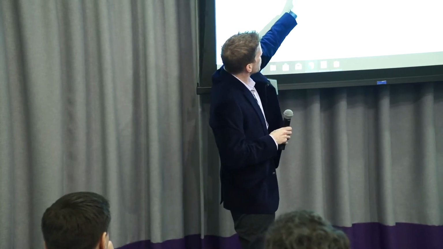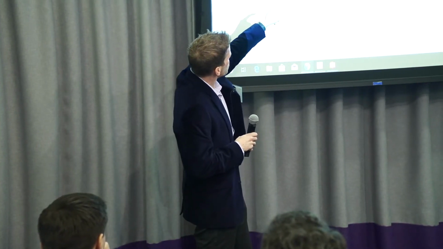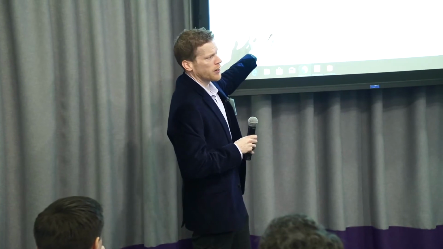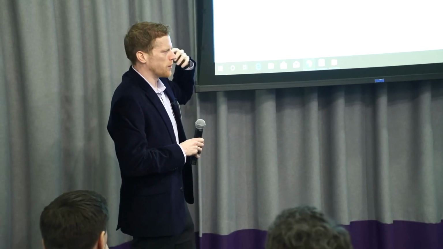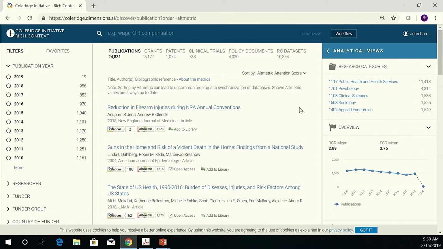So here, the top article is this reduction in firearm injuries during NRA annual conventions, right? I remember hearing about this, and the reason it surfaced here is because a bunch of journalists picked it up and ran with it, and there were all sorts of stories about it, people were tweeting about it. So that's reflected in the altmetric data, and we see, okay, this is the kind of story that the general public, perhaps, is hearing based on these data sets.